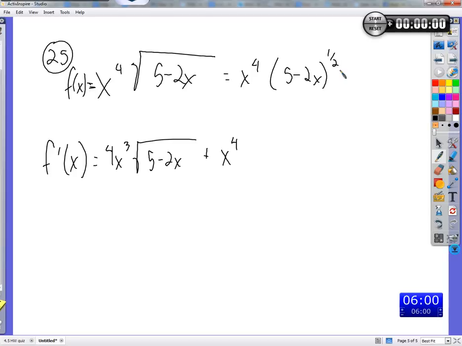Okay. So now we take the derivative of this guy. That's what we're working on right here. 1/2 times negative 2 because we're taking the derivative of the inside function, which is negative 2. And then you leave it. I guess you're lazy. Yep, sure am.